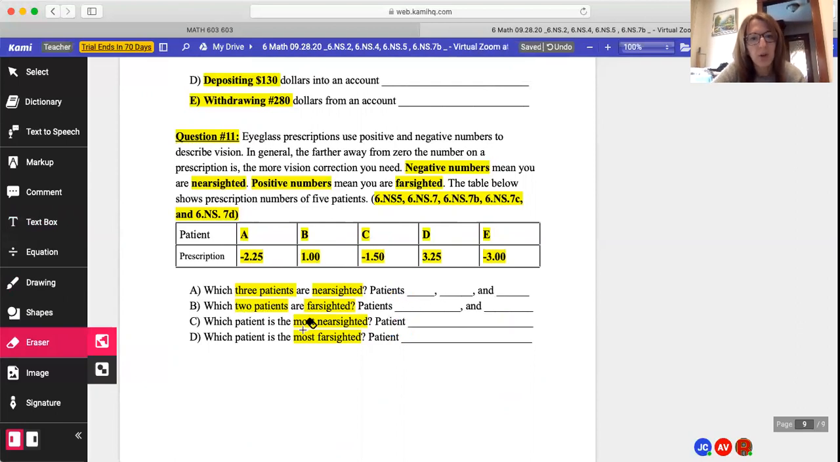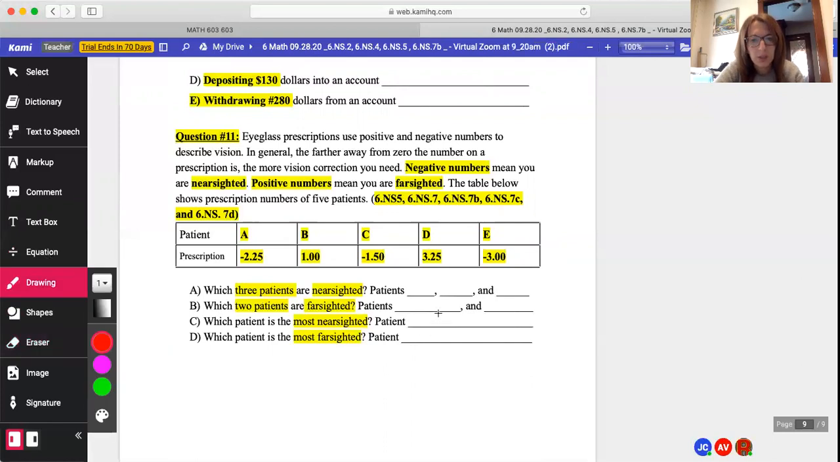Which patient is most nearsighted? Nearsighted means negative. We have negative 2.25, negative 1.5, or negative 3. We want the number that's farthest from 0, and clearly negative 3.0 is the farthest from 0, which means it would be patient E. All right, which one is the most farsighted? Positive number, okay? Which one is the farthest from 0? We only have 1.0 or 3.25, and clearly it's patient D.